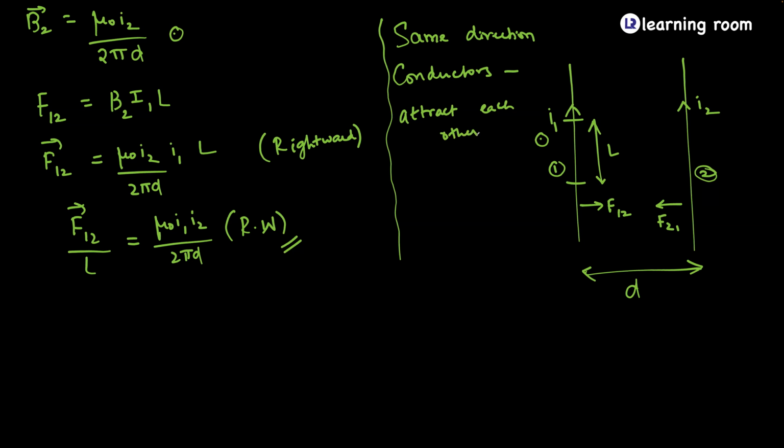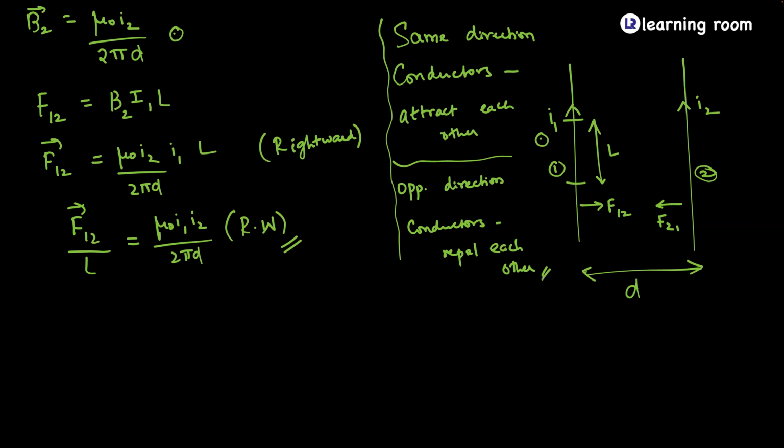They attract each other, whereas if the currents are in opposite directions, then the conductors repel each other. So are you able to understand? F12 would have been in this direction, F21 would have been in this direction where the currents were in opposite directions. You can try that and see. All that you need to do is apply the same logic.